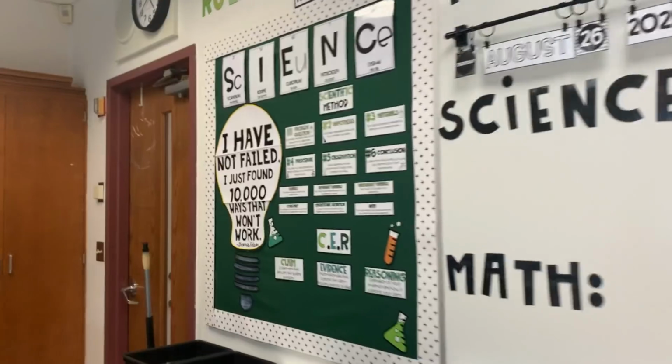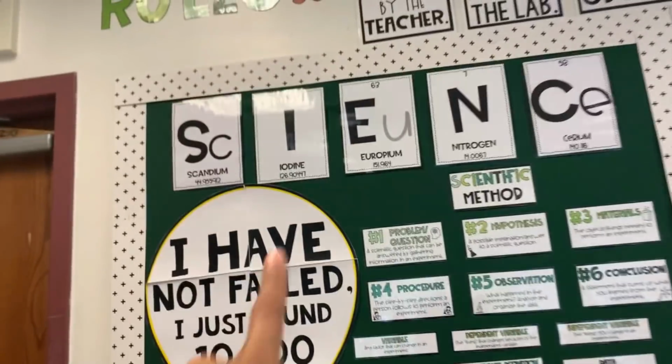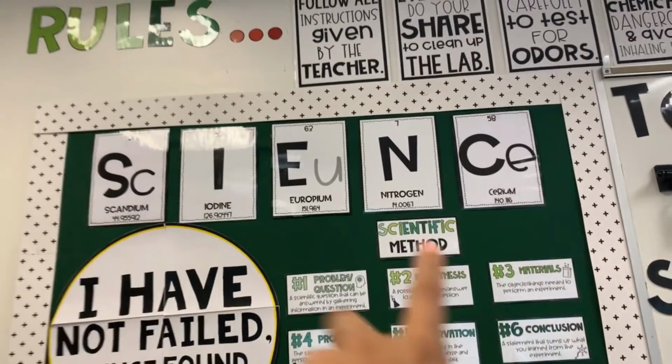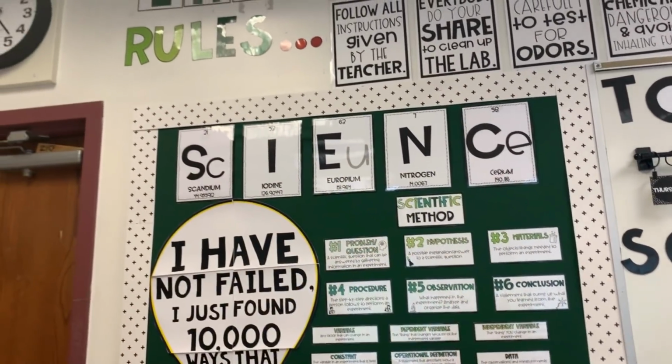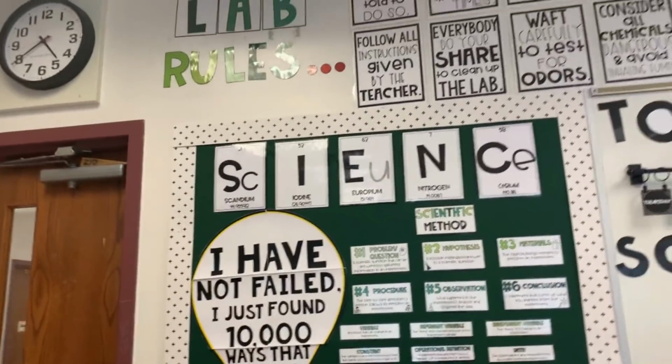But let me show you what I got done on my day 3 of decorating. I got a lot done. So I finished up my science bulletin board. See, I switched out the C and the E, so these would be darker, and I think they'll understand it better. That was great feedback.